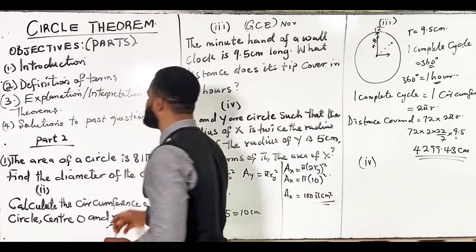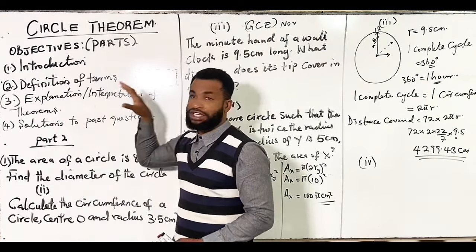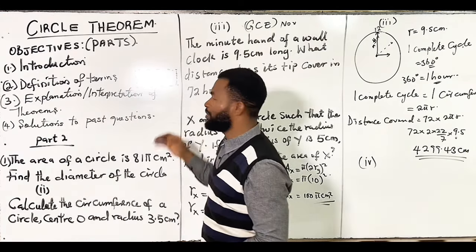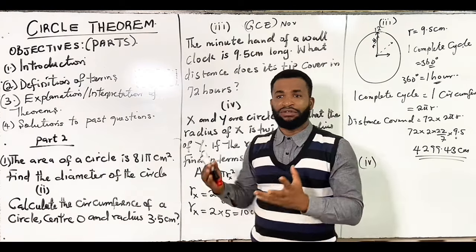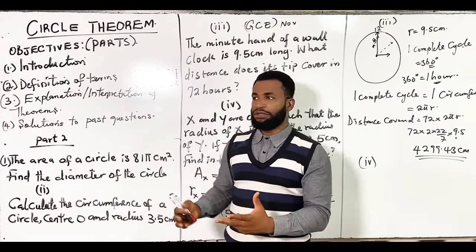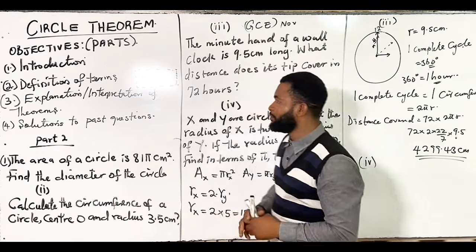So that will continue. The next thing I'm going to bring is more questions on the definition of terms before we go into this particular one. So we are going to be talking about area and perimeter of a sector, perimeter of a circle, perimeter of a segment, length of an arc, and other things.